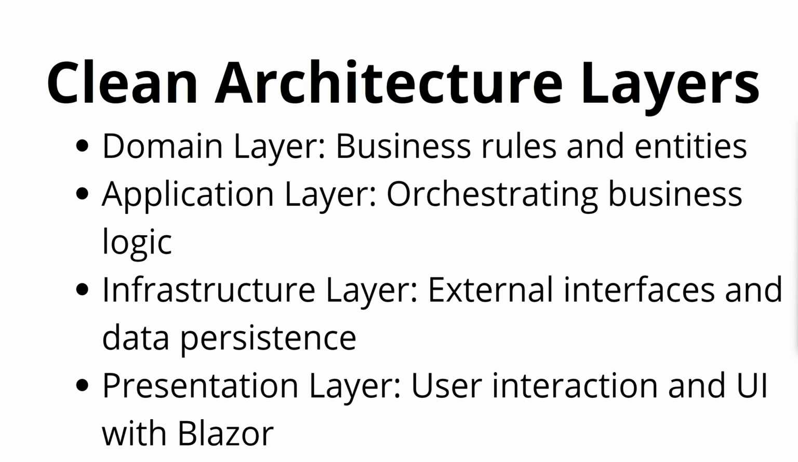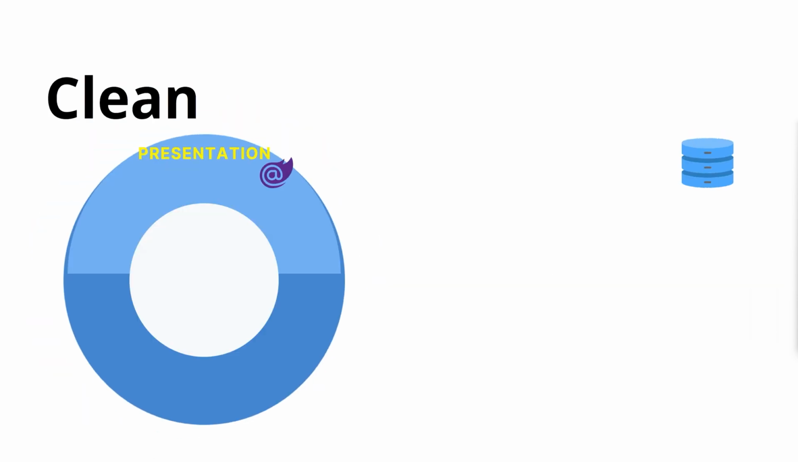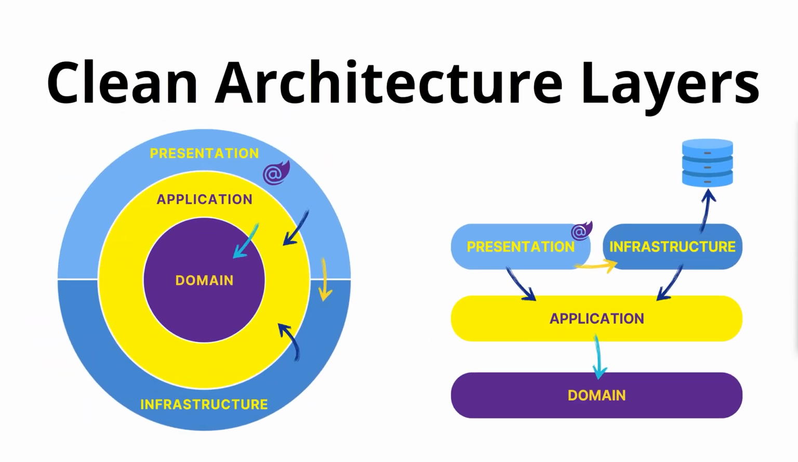Then the infrastructure layer deals with external interfaces and data persistence, while the presentation layer, in our case using Blazor, is all about user interaction and UI. Each layer has a distinct responsibility, ensuring separation of concerns and easier maintainability. And for that, we have these beautiful pictures here.